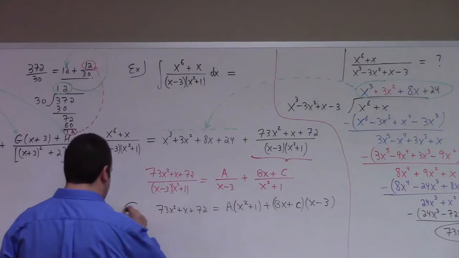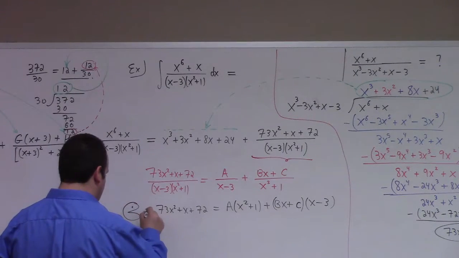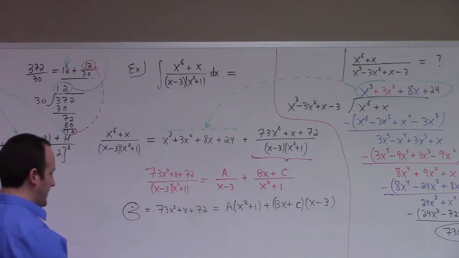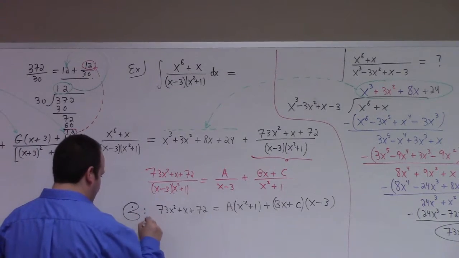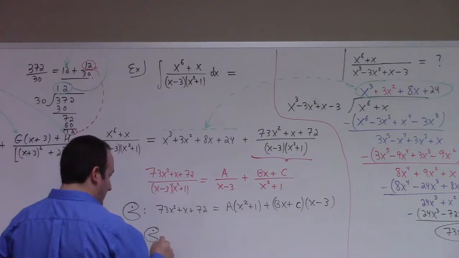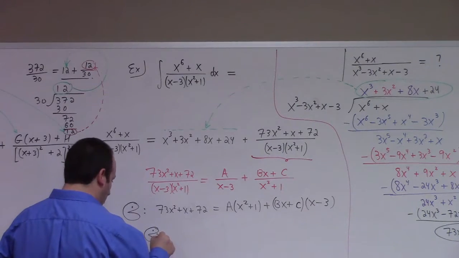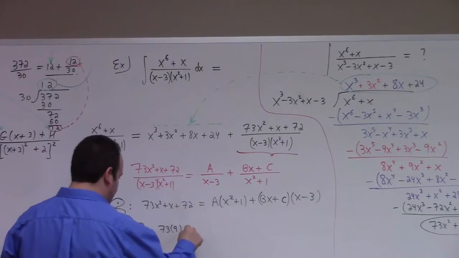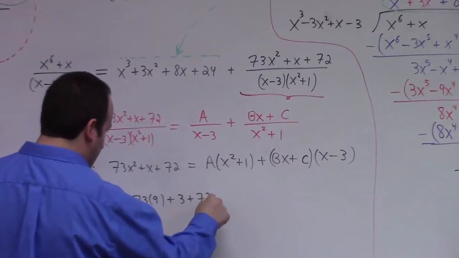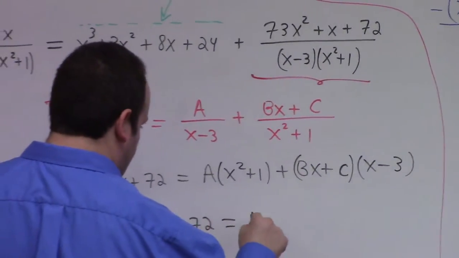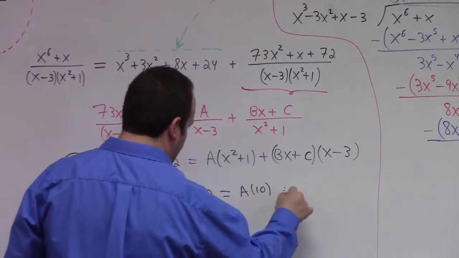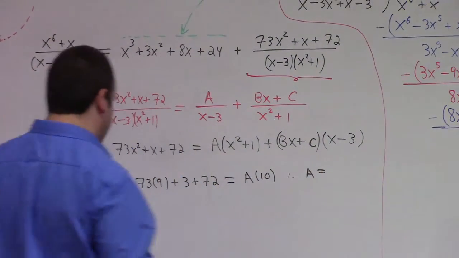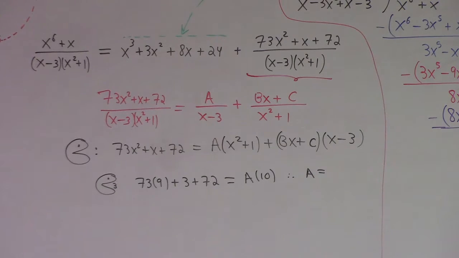So I will call this thing Pac-Man. Pac-Man is this expression, right? So if Pac-Man eats, let's let Pac-Man eat 3. We get 73 times 9 plus 3 plus 72 is equal to a times 10. So a is equal to what? Because the 3 term dies, right?